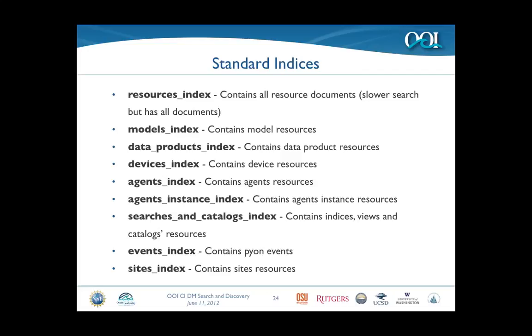These are the standard indices. Resources index contains all of the resources, and then we just have various indexes for specific purposes, and then there's events index, which contains all of the Pion events, and searches and catalogs index contains metadata about the catalogs and indices. So here's a demo.